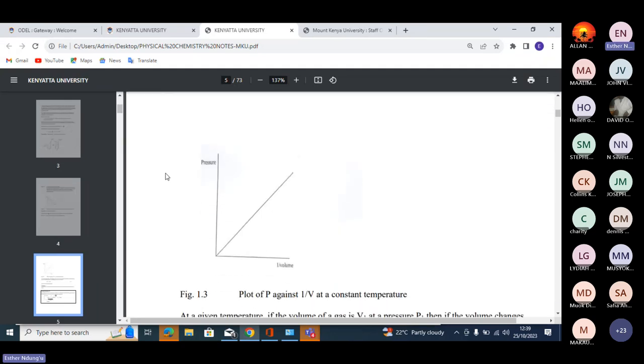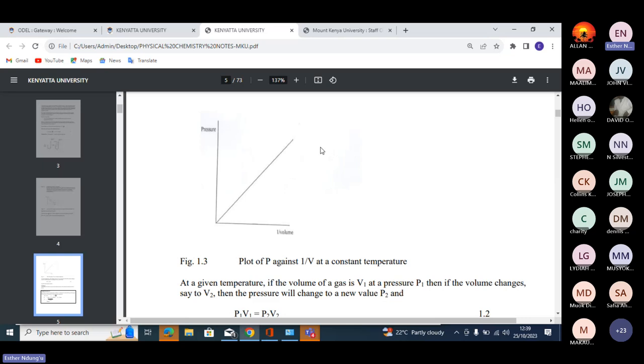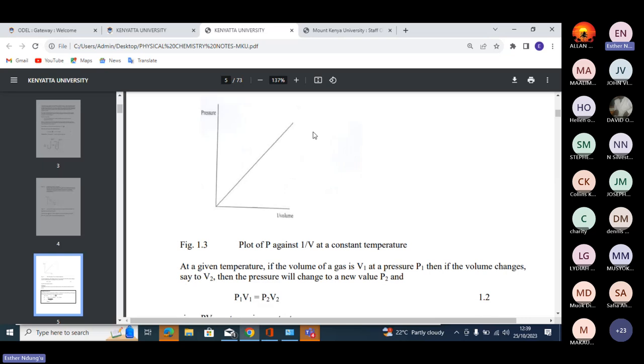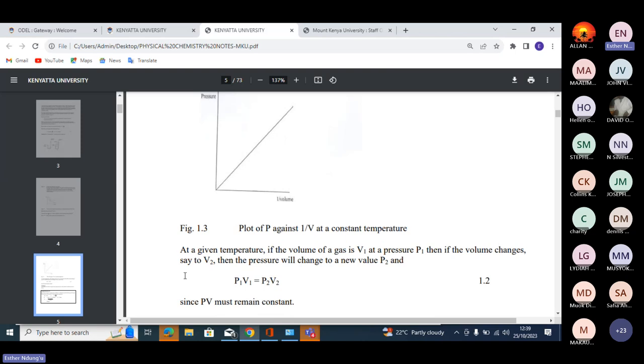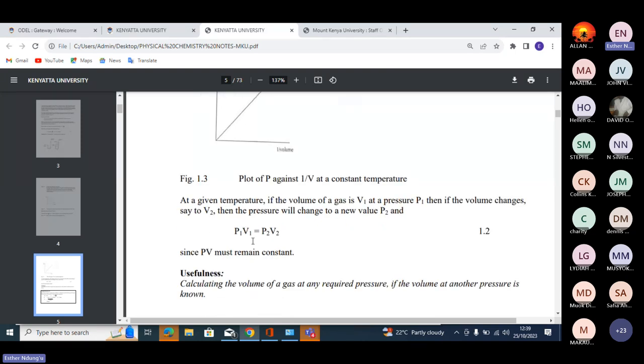So if you plot pressure against one over volume, you will get a straight line, and the gradient will be a constant, and the gradient will give us PV. So we are saying that at a given temperature, if the volume of a gas is V1 and the pressure is P1, then if the volume changes to V2, the pressure will change to P2. Consequently, P1 V1 equals P2 V2, because PV must remain constant.